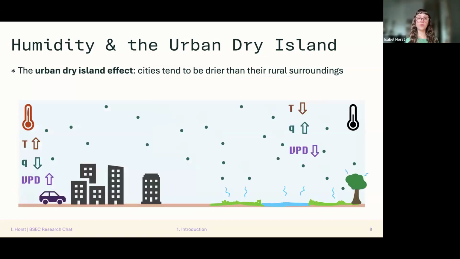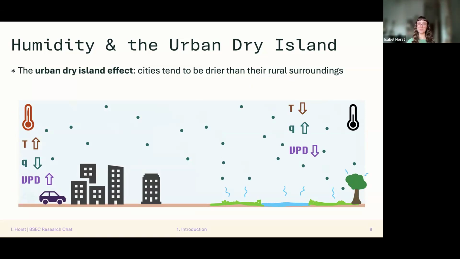So in an urban to rural situation, the general contrast is in cities, we tend to have higher temperatures, fewer sources of water vapor, so lower specific humidity, and therefore higher VPD, compared to rural areas where we have generally lower temperatures, more sources of water vapor, lower VPD, so it feels more humid. So this is the theoretical framework that I'm working with for how the urban dry island might work.